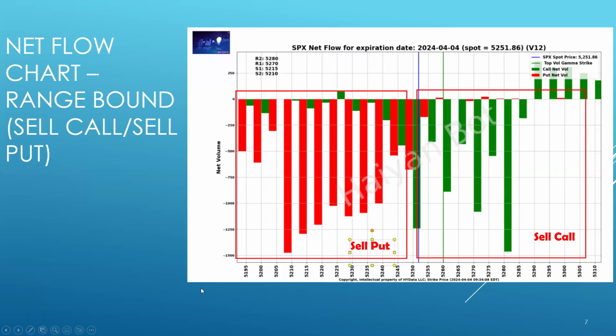On this chart, you'll see a bunch of red bars below zero and a bunch of green bars below zero. So those are sell puts and sell calls, and this is range bound. That means the market is just doing a small range bound trend.